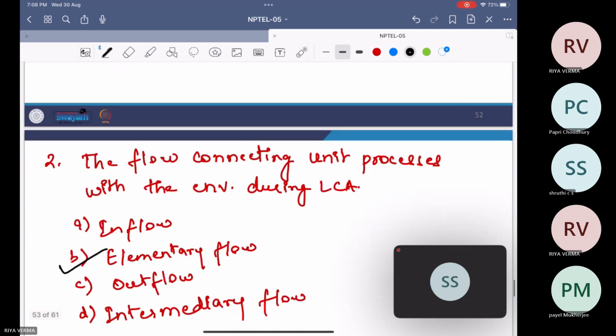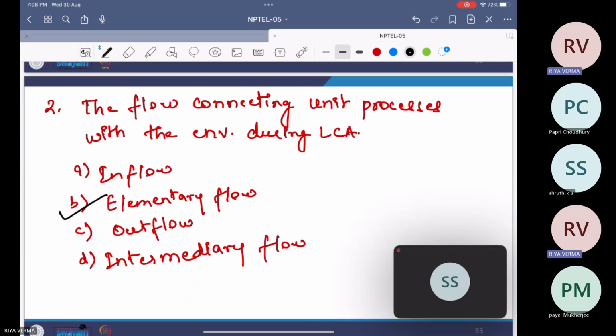Yes, ma'am. Okay. So the second question is the same, just a minute change: the flow connecting unit process with the environment during the LCA. So if the unit process is being connected with the environment, then the flow is known as elementary flow, right? The options are the same as the earlier question, and the answer will be elementary flow.